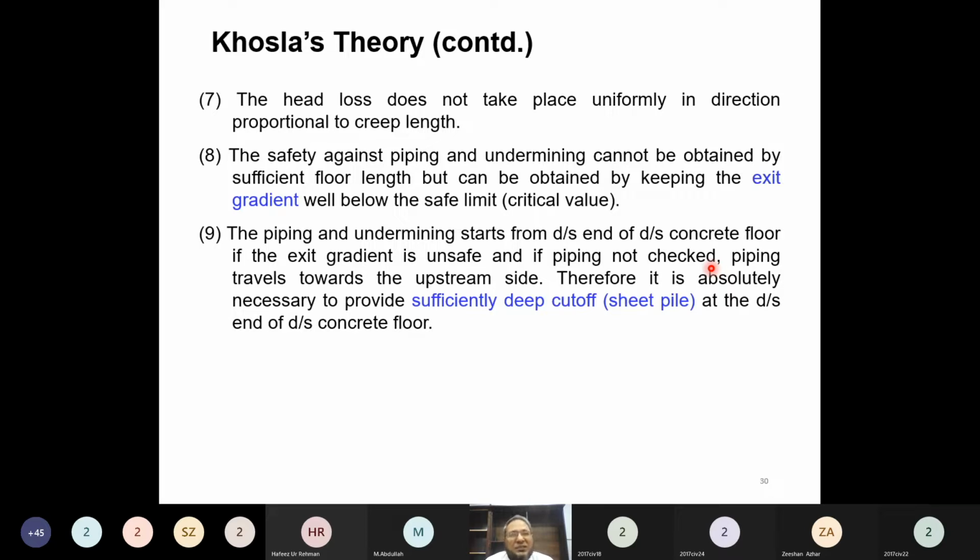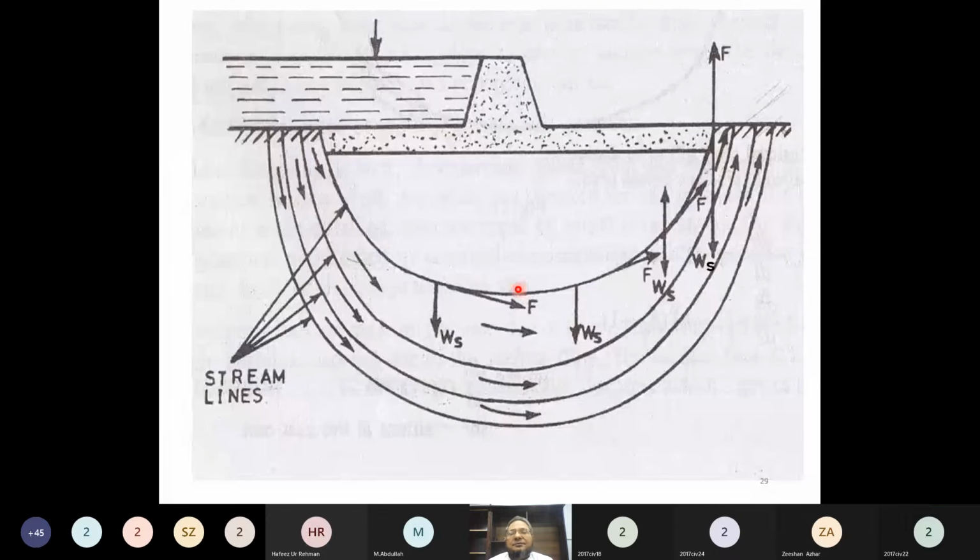If the piping is not stopped, piping travels towards the upstream side. Could you follow it? So if the piping here is not stopped, how can we stop it? By proper designing of the barrage, considering surface flow considerations. If the piping is taking place here, then that piping will go down and it will go upstream.